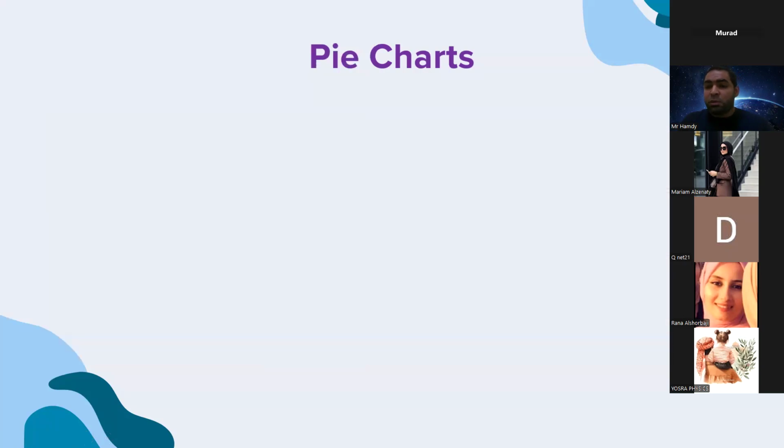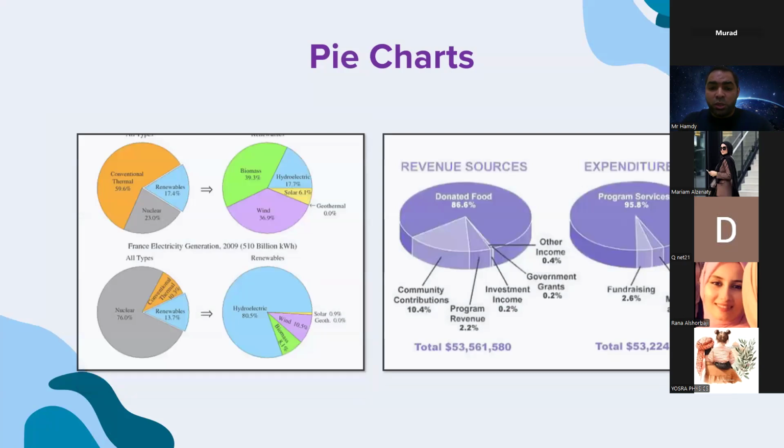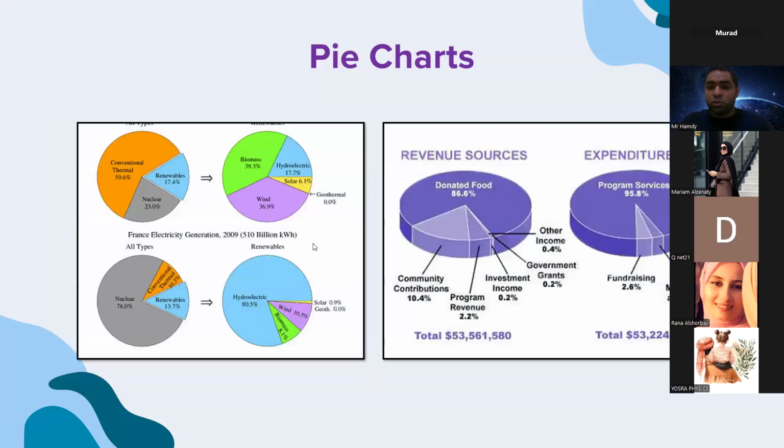Number 3 will be the pie chart. Okay, so here we have these two pictures. The first one is France electricity generation 2009. Okay, and the second one we have revenue sources and expenditure. Yeah, that's great. This is for the pie charts.